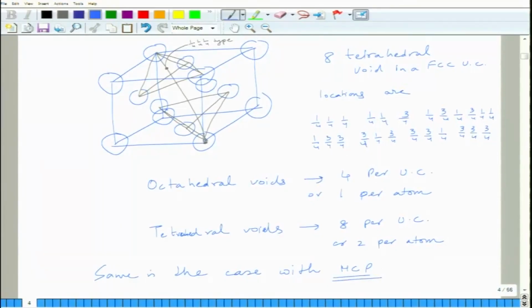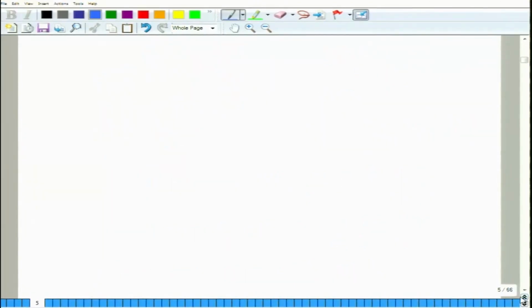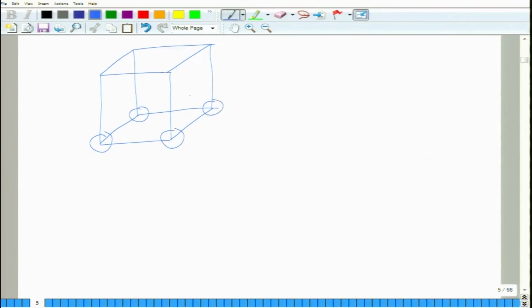Okay. Same is the case with HCP, because both are close packed structures, they have the same, but the arrangement is different. So, for example, for FCC, HCP, a tetrahedral void: this is one atom, this is one atom, this is one atom, this is another one.